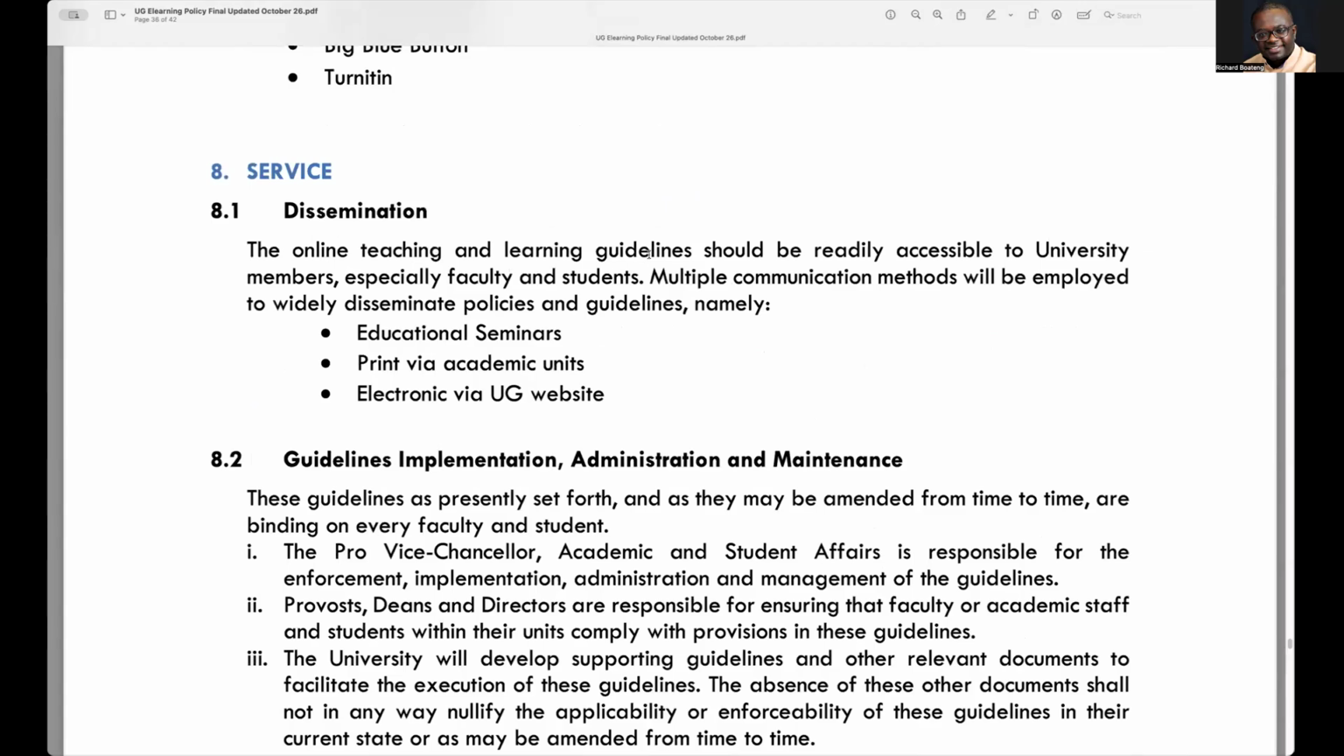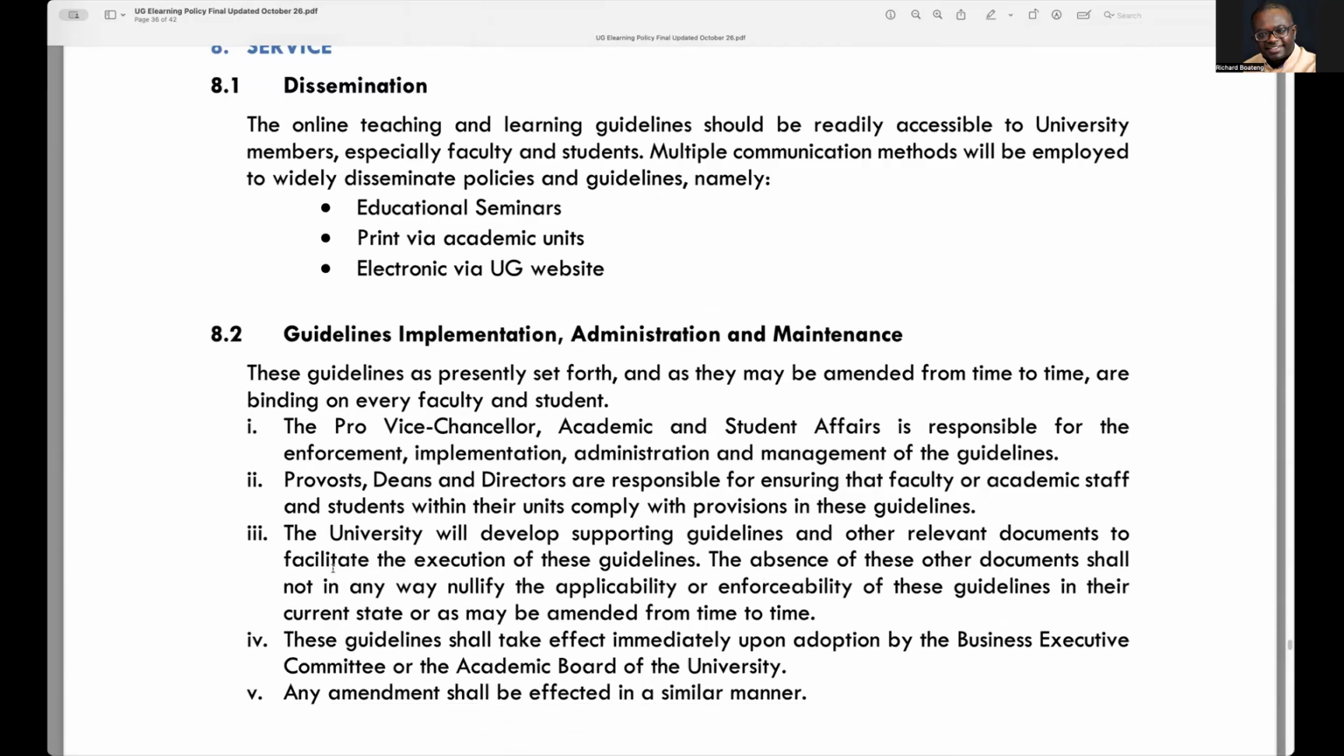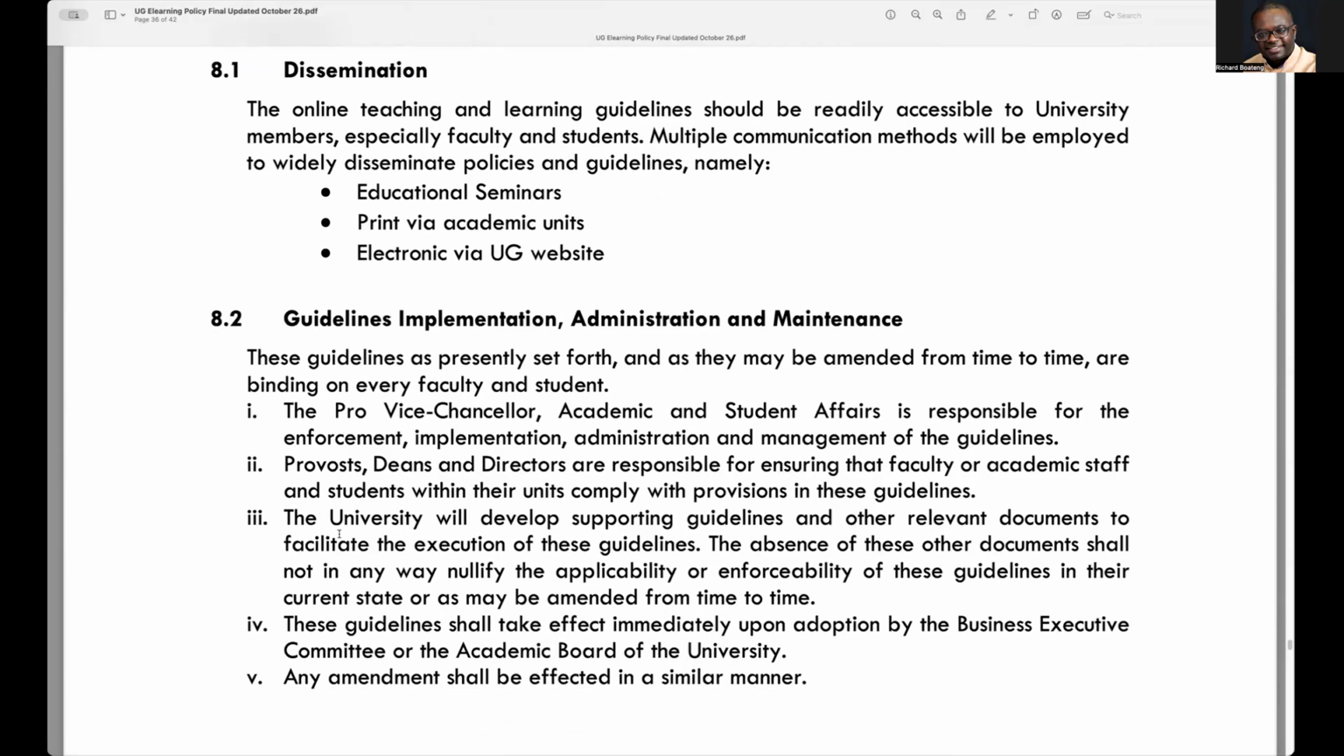The online teaching and learning guidance should be readily accessible by university members, especially faculty and students. Multiple communication methods will be employed: educational seminars, print via academic units, and electronic via the UG website. The guidelines is owned by the Pro Vice Chancellor.